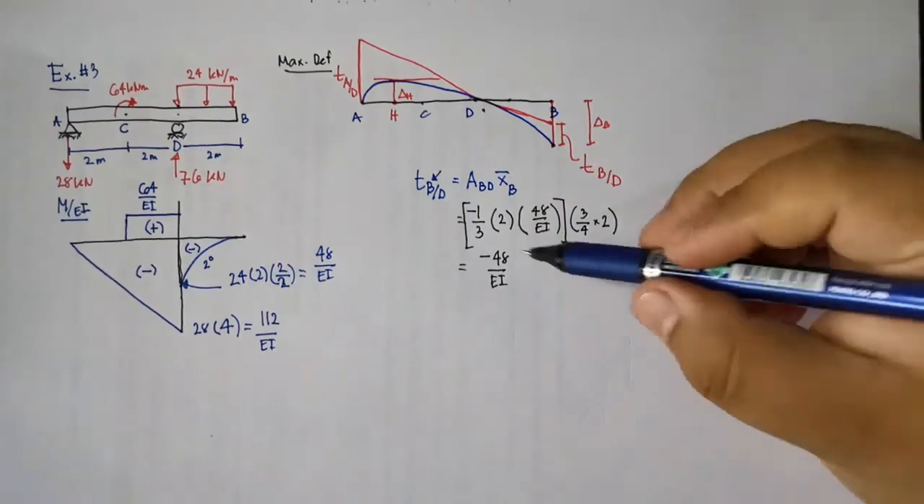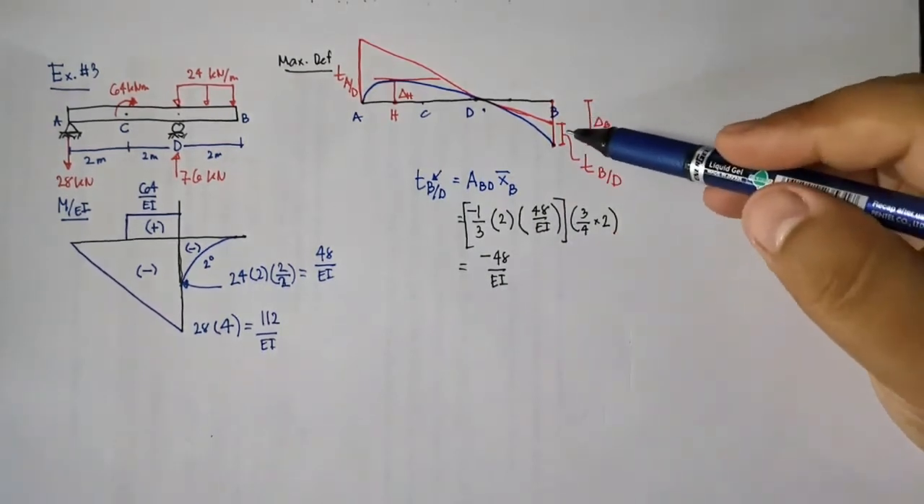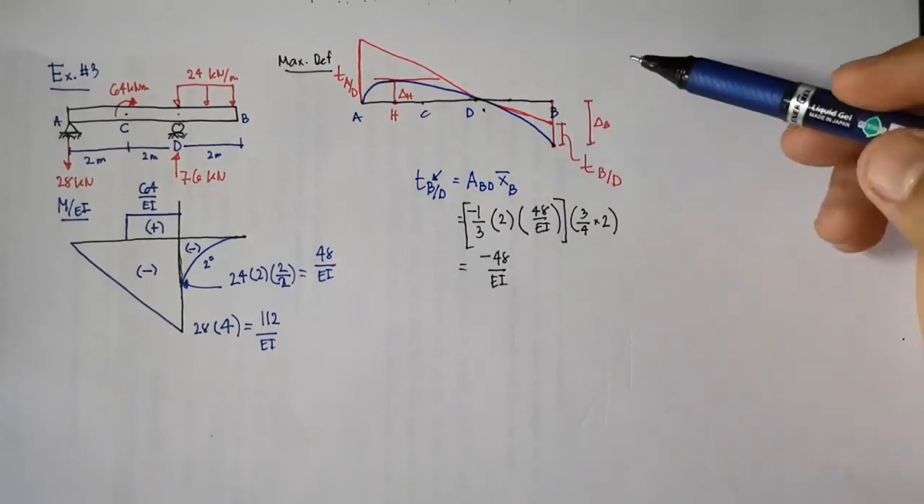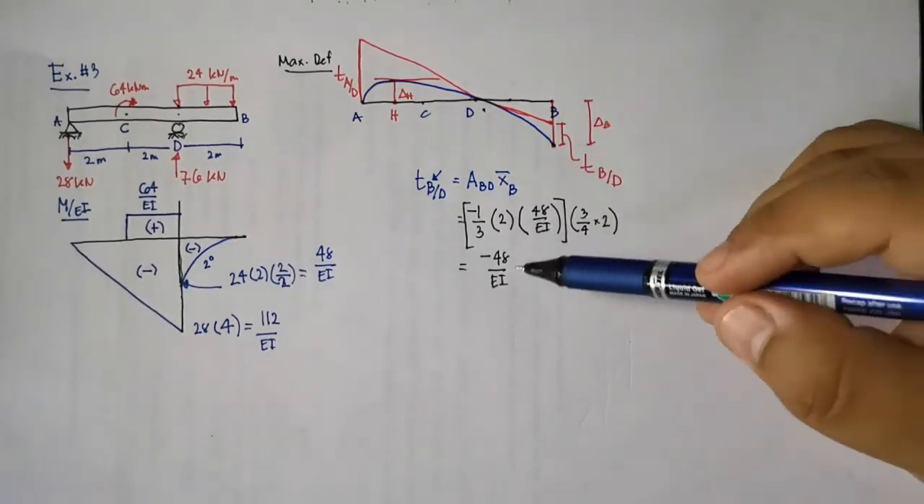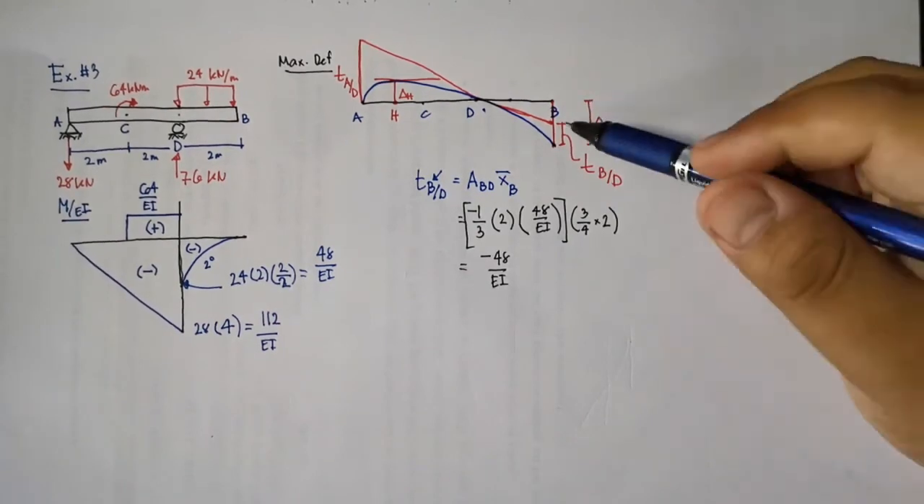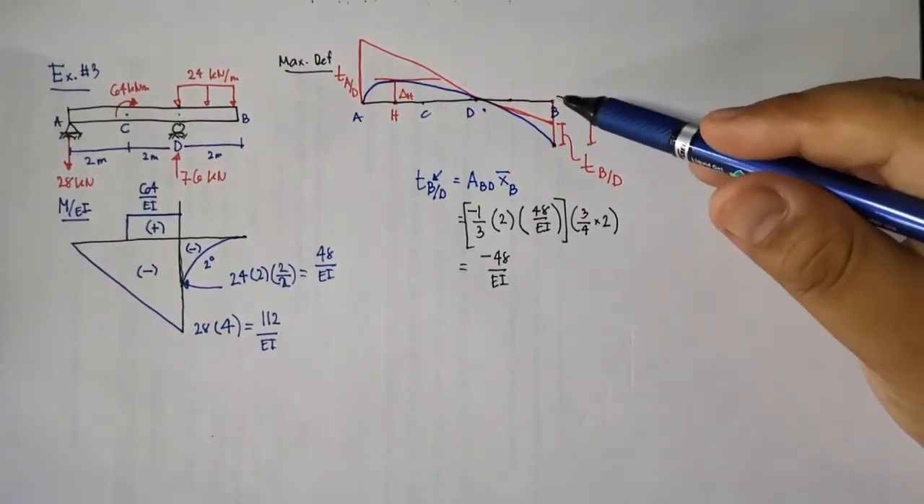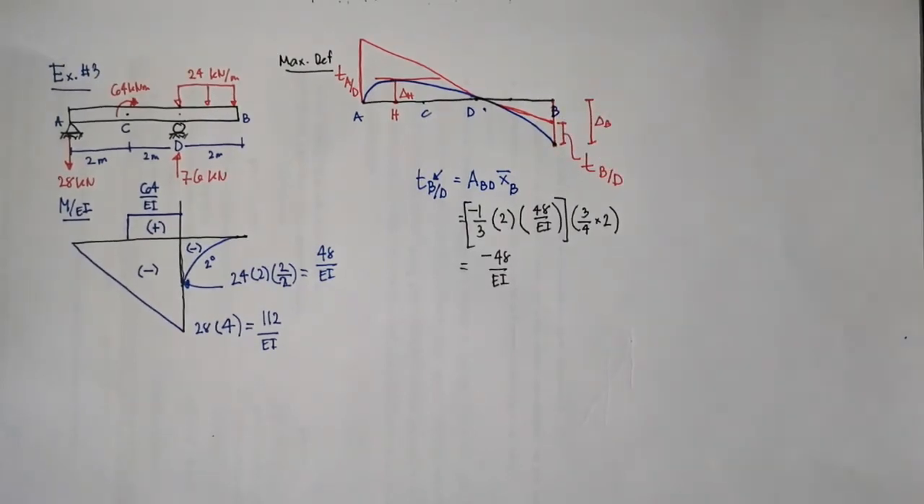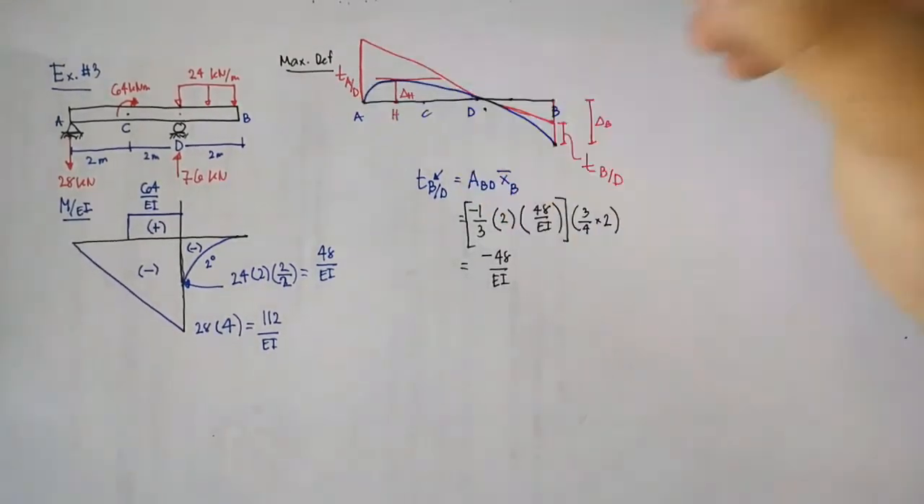So, the negative sign tells us that our assumption is correct, that the final position of B is lower than the tangent at D. That is why our answer is negative. Okay? So, knowing that, this is now the correct deflection curve diagram. We still need TA with respect to D.